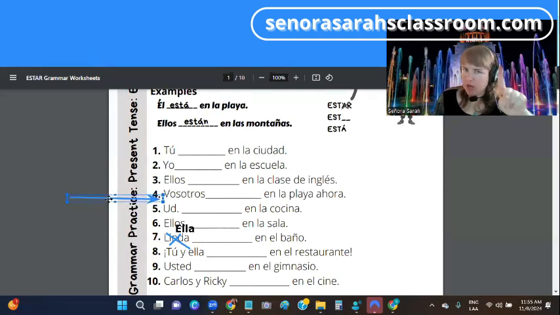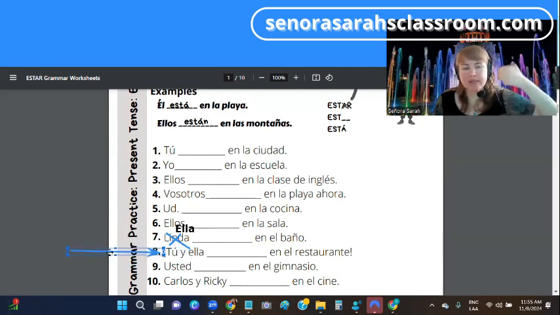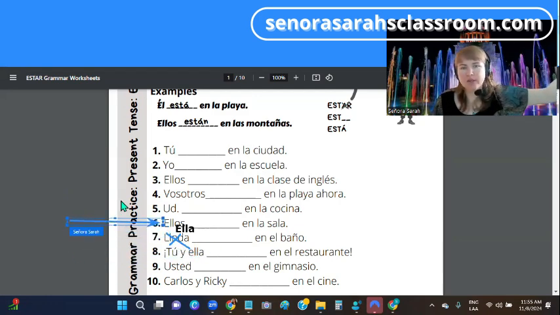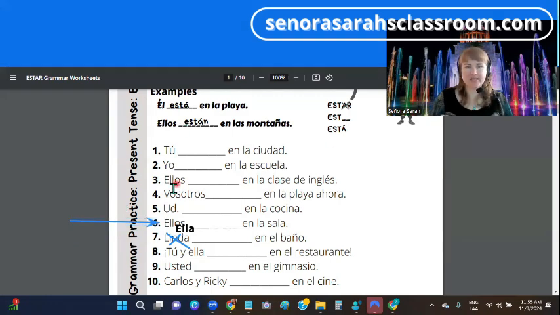Be careful if you've got multiple pronouns as well. For example, number 8, tú y ella. You have to think about that. You're not only going to put está for ella, you're going to now have to think about tú y ella. Wait, that means you and she, or you and her. That means you all, or you guys. Which pronoun's going to fit there? Okay? All right, I hope this helped you figure out the verb estar in the present tense.